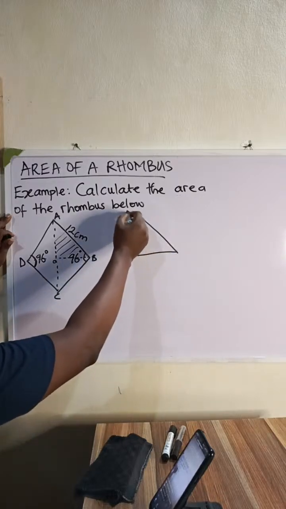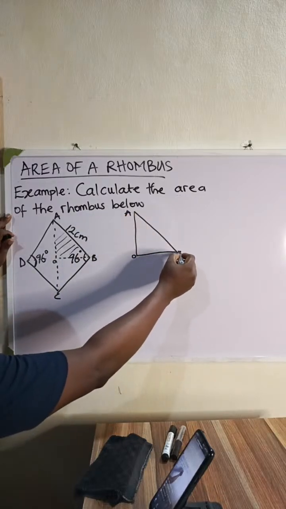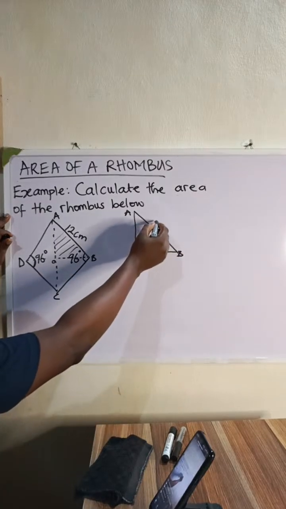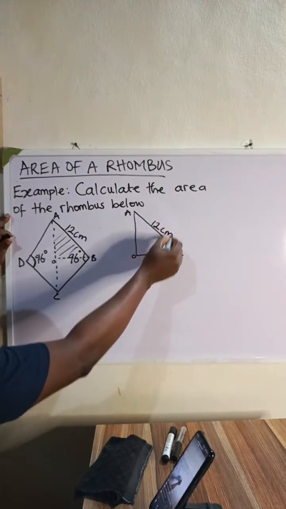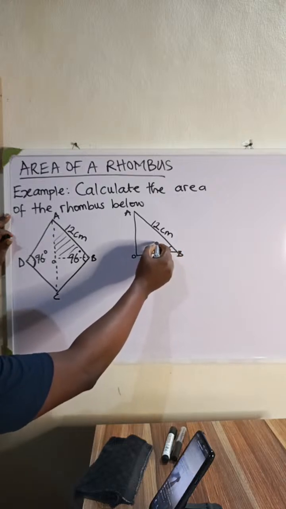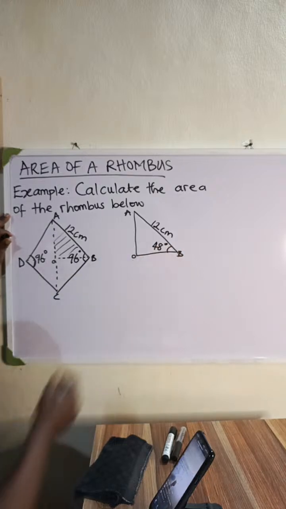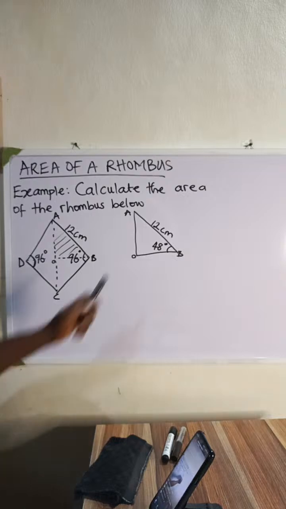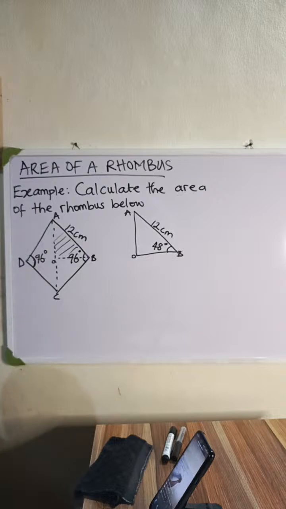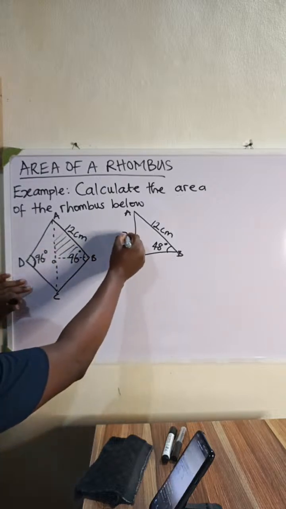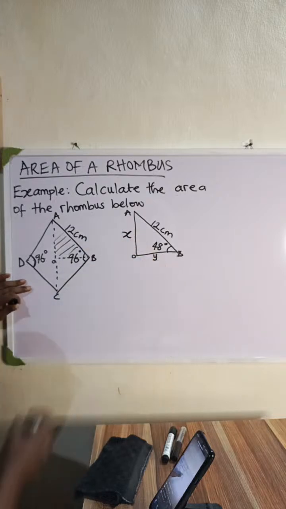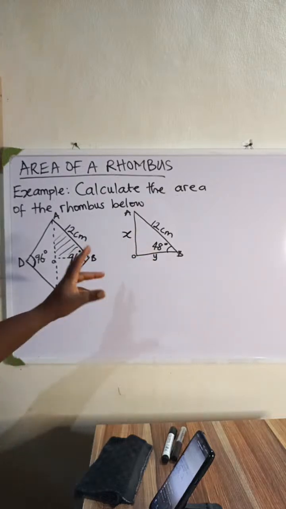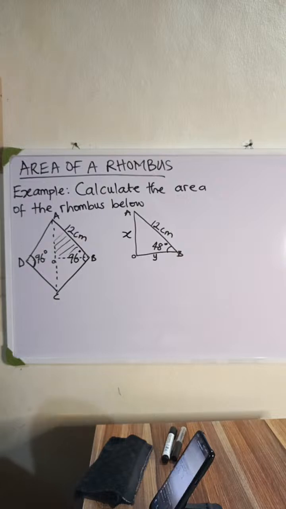So this is AOB. We know this side to be 12 centimeter. We know this angle to be 48 degrees. Okay. So with this side and with this angle, we can apply SOHCAHTOA to find these two sides. Let's call this side X. Let's call this side Y. So with this, we can find the value of X and we can find the value of Y.